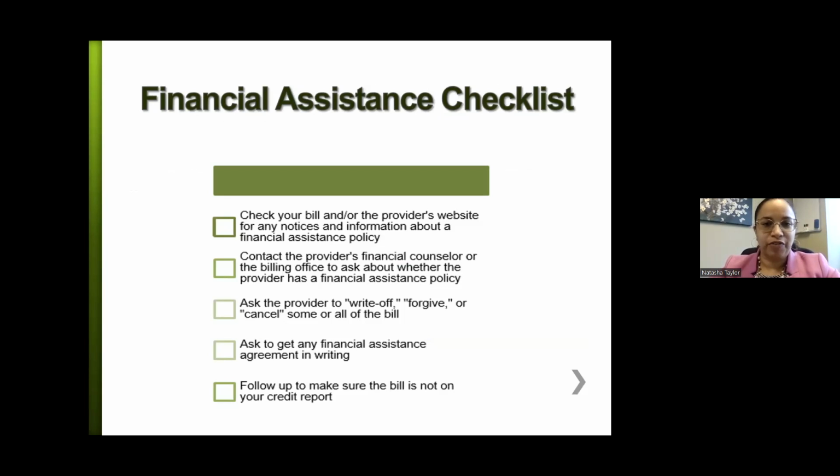You want to ask the provider to write off, forgive, or cancel some or all of the bill. Many offices, billing departments will do this based on your financial situation. So if you're receiving mainly Social Security or on a limited income, most often billing departments will write off or forgive some or most of that debt. You can ask to get any financial assistance agreement in writing, and you can also follow up to make sure the bill is not on your credit report.